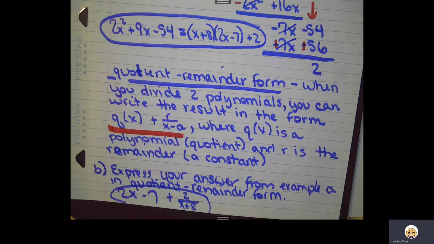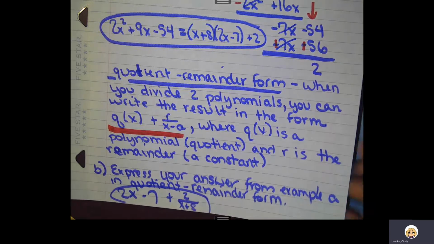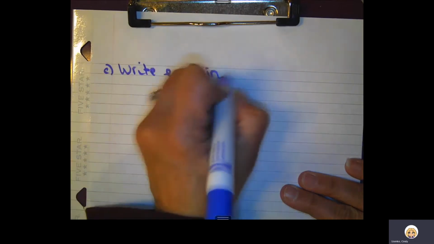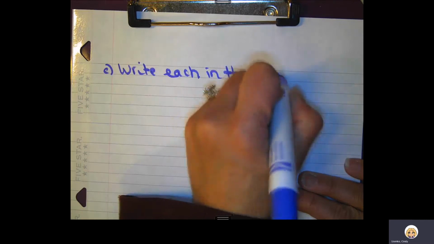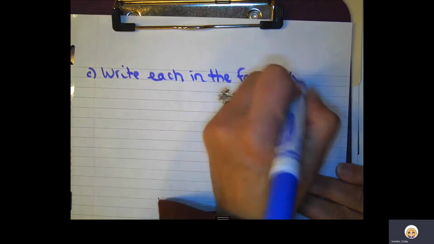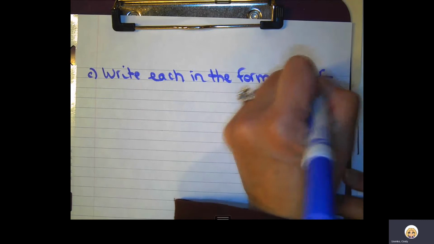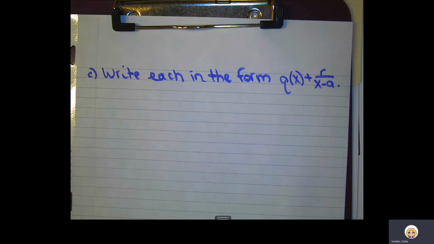So what we're going to do now is 3 examples where we're doing polynomial long division, and we're going to leave our answer in this form, quotient remainder form. So I'm going to take this off and give you the directions. We'll only write them once this time. So here's the directions for the next part. This is going to be C. Can you write each in the form q of x plus r over x minus a. That just means we're going to write it in quotient remainder form. And we've got 3 examples.